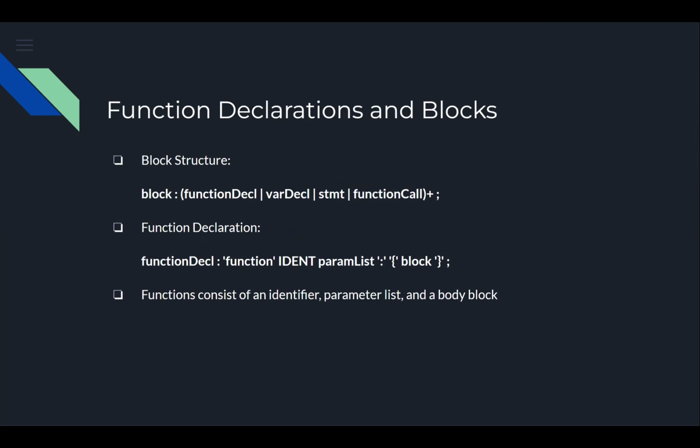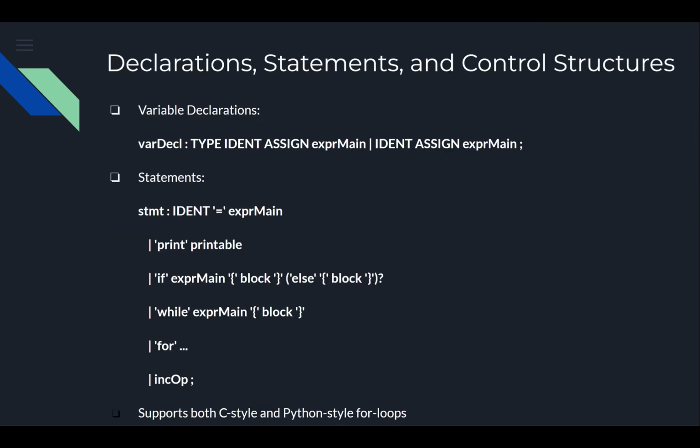Next slide. So now moving towards the function and the block structure. In Sinlang, a block is a sequence of multiple constructs like function declarations, variable declarations, and function calls. You can think of a block like the body of a program or a grammar. A function declaration starts with the keyword function, followed by the name, parameters, and a block of statements wrapped in curly braces. So this gives Sinlang a Python meets C feel. Moving towards the next slide.